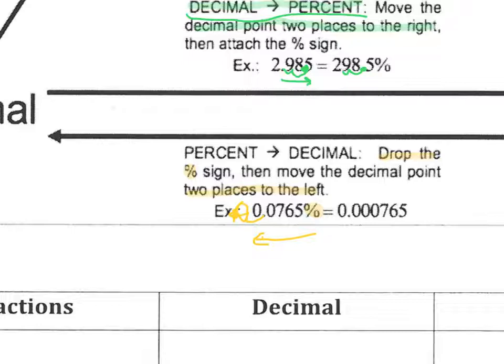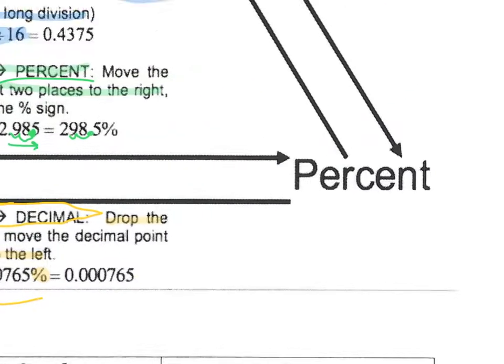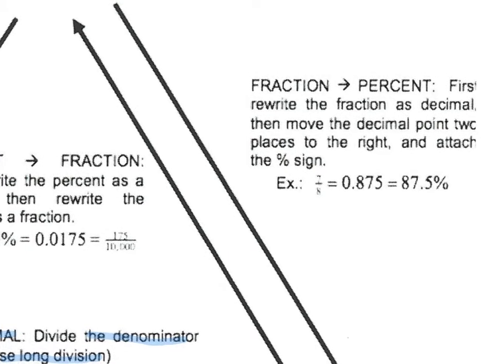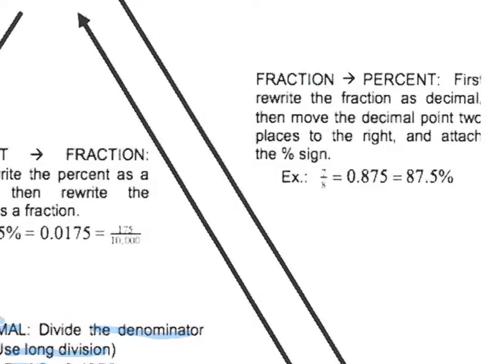Okay, but what if it's a fraction and we want to turn it into a percent? So in order to do that, fraction to percent, first we would rewrite the fraction as a decimal. Okay, so we want to turn it into a decimal, which is what happens down here. And then again, we would just move it over 2 to the right. So we'd move it over once, twice to the right, and then attach the percent sign.